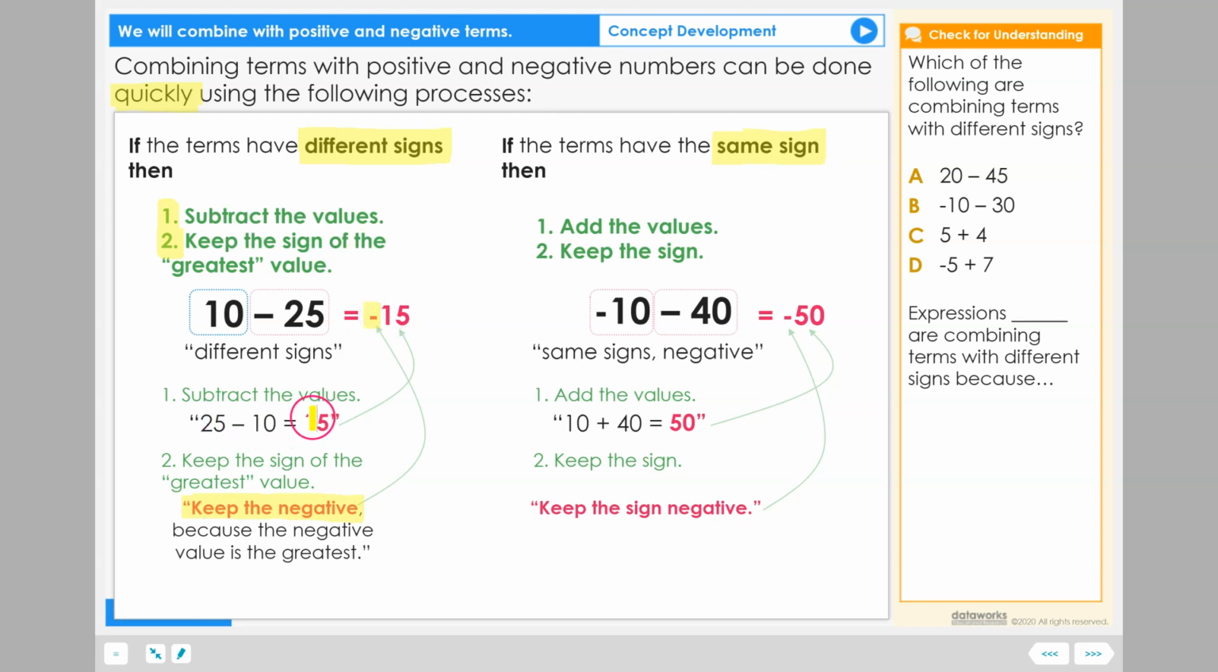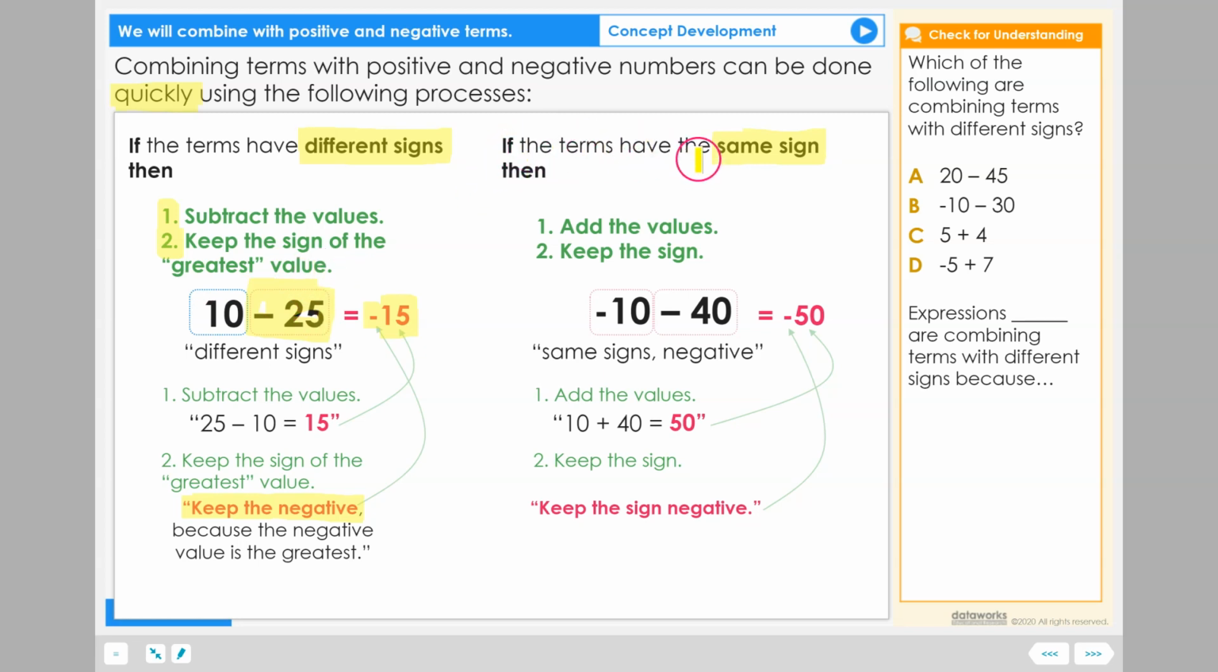25 minus 10 equals 15. So subtracting the two values gives me 15. And we're going to keep it negative because the 25 was the greater value, and we keep the sign of the greatest value. Let's look at the other process.